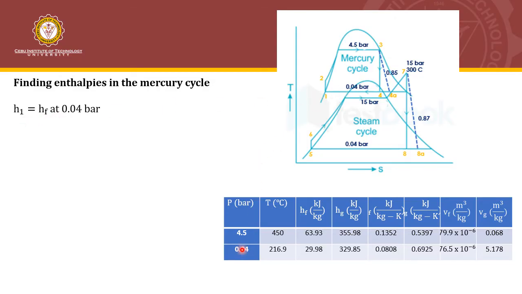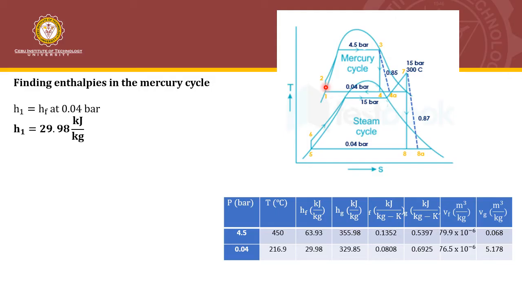At 0.04 bar in our table, we're going to look at Hf. The value is 29.98. That's why we have here 29.98 kilojoules per kilogram. Then we have process 1 to 2. This is a pumping process, a pumping for the mercury.